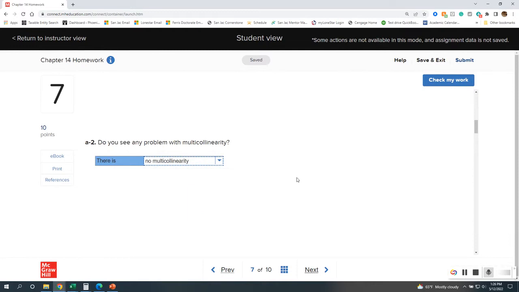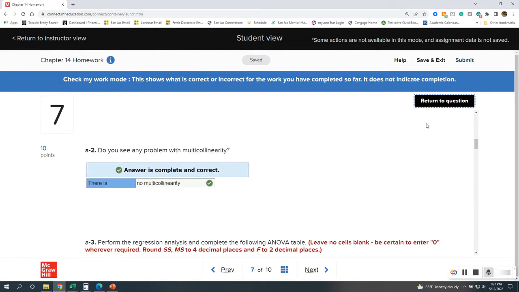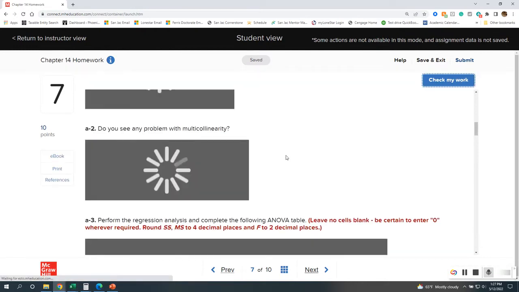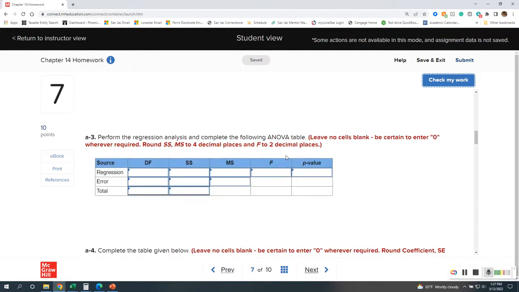Alright, so there is no multicollinearity. Okay, so we are good there. Alright. Form the regression analysis. Complete the ANOVA table. Leave no blanks. Be certain to enter 0 whenever required. Round SS, MS, and F to 4 places. Okay.